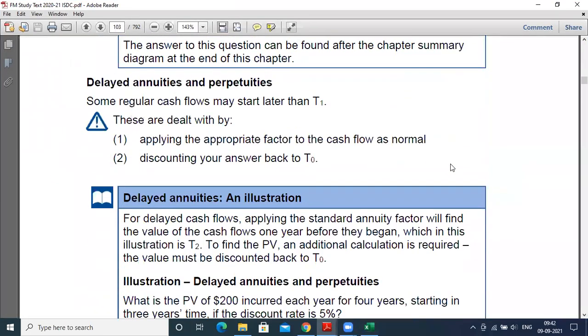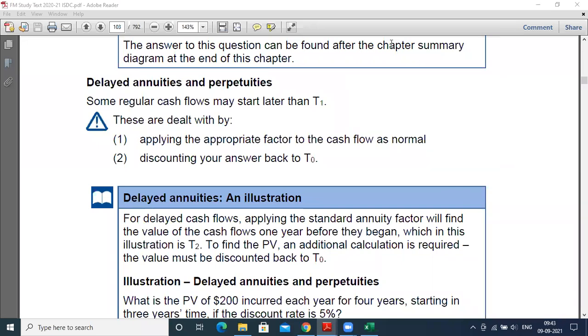Now the next thing is if the payments are delayed. See, it's not necessary that the first cash flow always starts in T1. There might be a possibility where the cash flow starts delayed. It means instead of expecting the cash flow after 1 year, in this case we can expect the cash flow after a longer period.